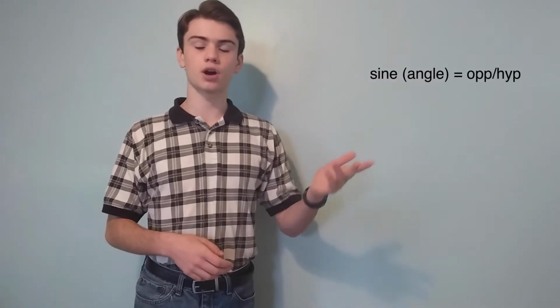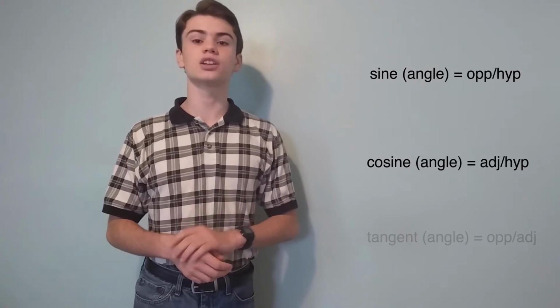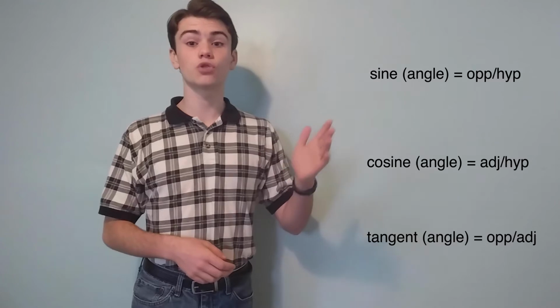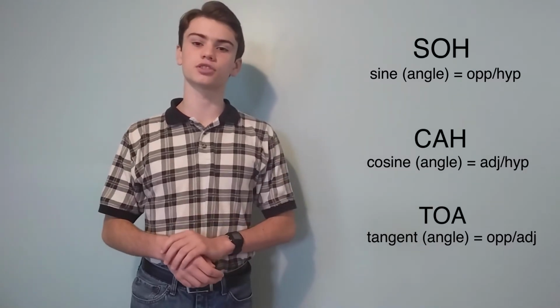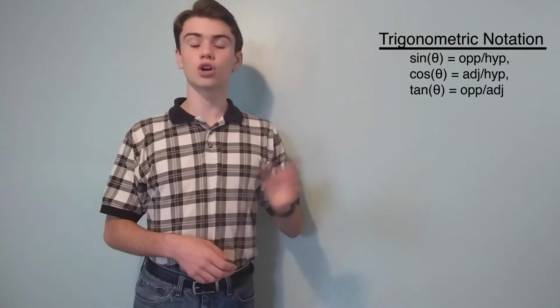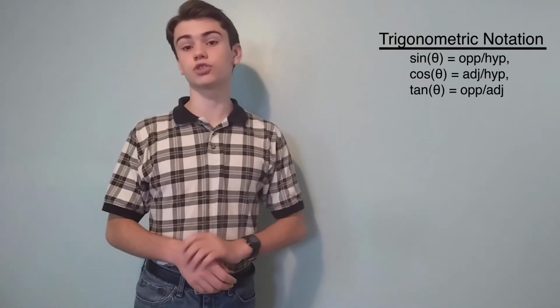We already saw that sine was defined as being the opposite over the hypotenuse. We defined cosine as being the adjacent over the hypotenuse, and tangent as being the opposite over the adjacent. Sometimes we use the mnemonic phrase SOHCAHTOA to help us remember this. The Greek mathematician Euclid standardized the notation that we use today, being sine of theta, the angle, cosine of theta, and tangent of theta, with the angle in parentheses right next to the abbreviated function name.